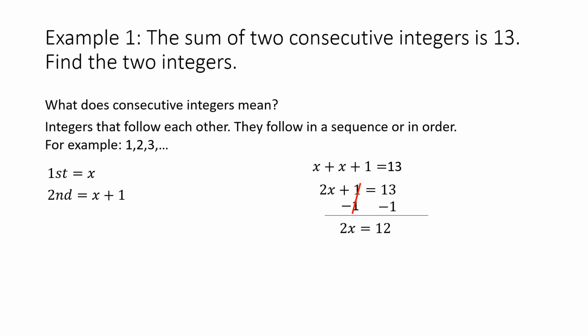Next, I need to divide by 2 on both sides. When I do that, 12 divided by 2 gives me 6. So at this point, you're going to substitute back into the variables I defined in the beginning. My first number is x, which is equal to 6. Then I substitute x into my second number, so I have 6 plus 1, which equals 7. So my two consecutive integers with the sum of 13 are 6 and 7.